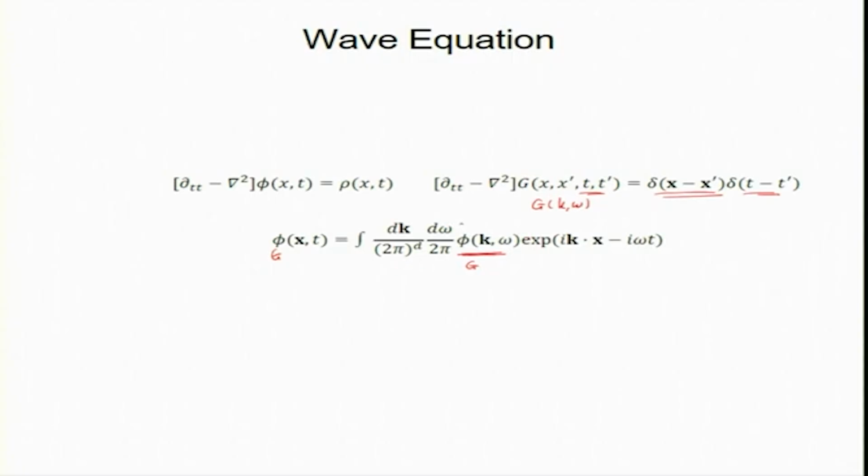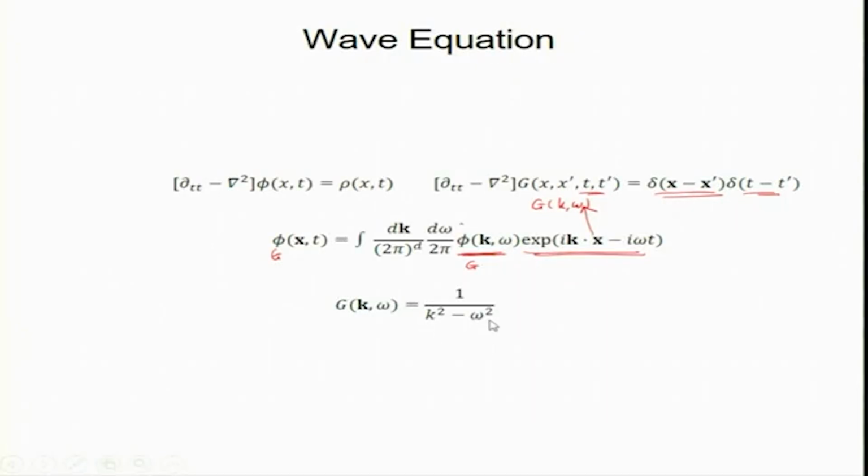So, I plug this here, and the right hand side I write as a delta function, this divided by dk d omega by 2 pi to the power d plus 1. Okay, and assuming completeness and orthogonality of the basis, we get this formula. G of k omega is 1 divided by k squared minus omega squared. Here k is a variable and omega is a variable, both are varying.